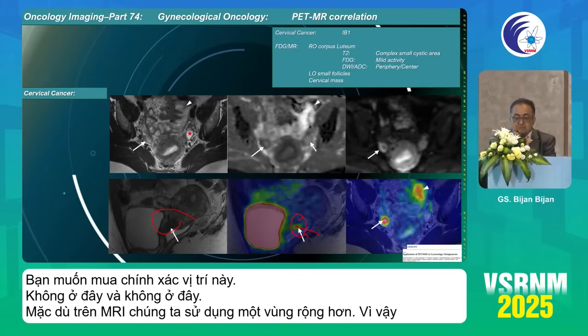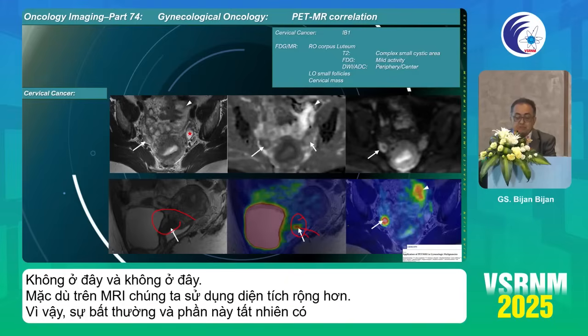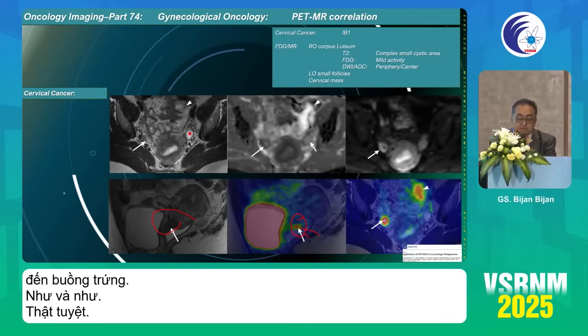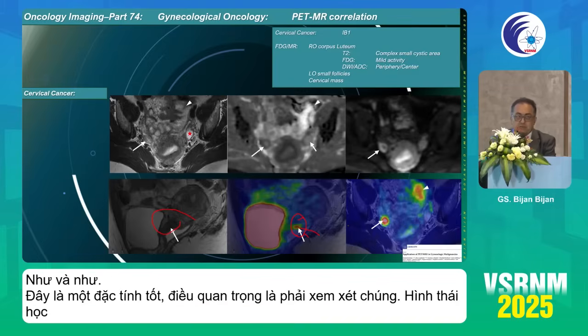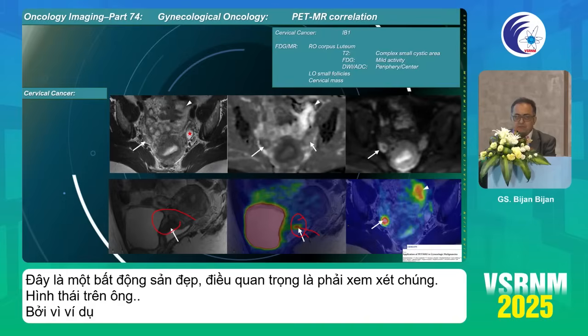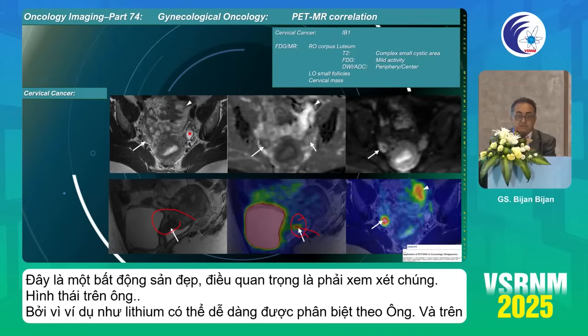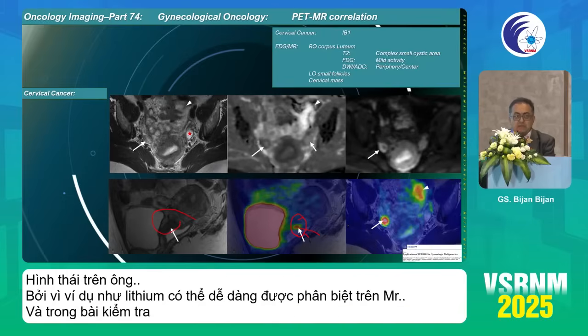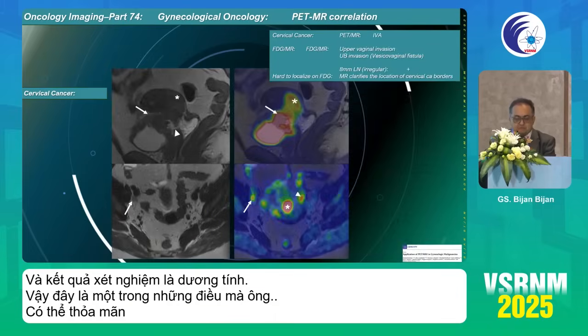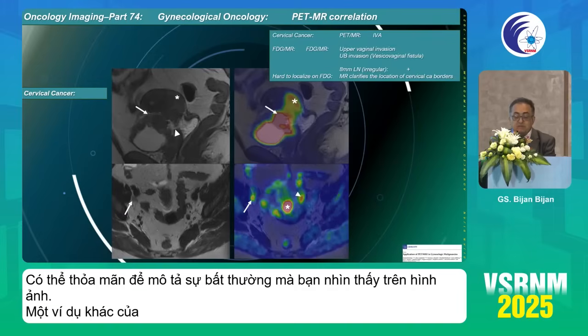And this patient, of course, has metastases to the ovaries, as you see here. It is important to look into the morphology on the MR because, for example, a corpus luteum can be easily differentiated on the MR, and on the PET, they're positive. So this is one of those things that MR can clarify to better characterize the abnormality that you see on the PET images.